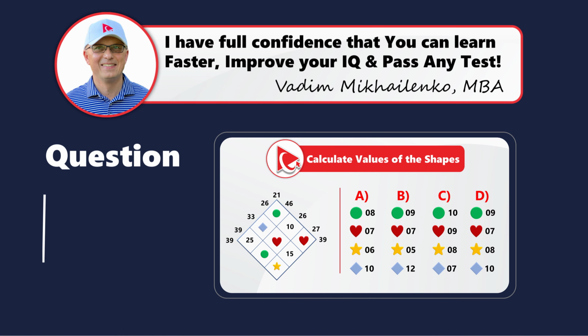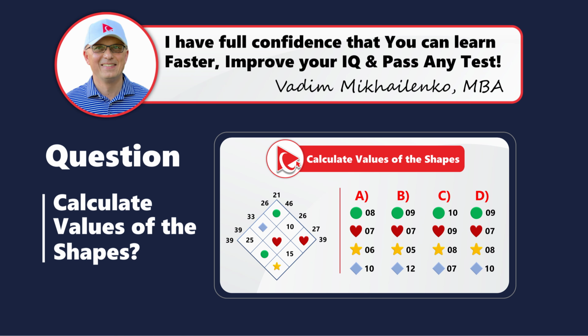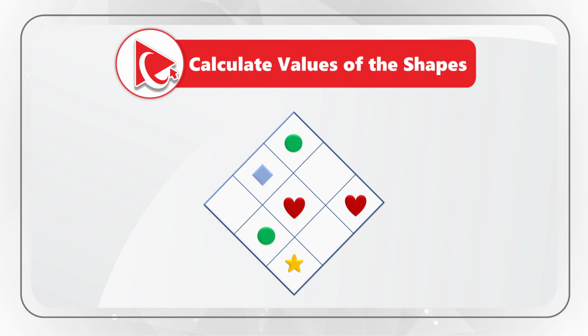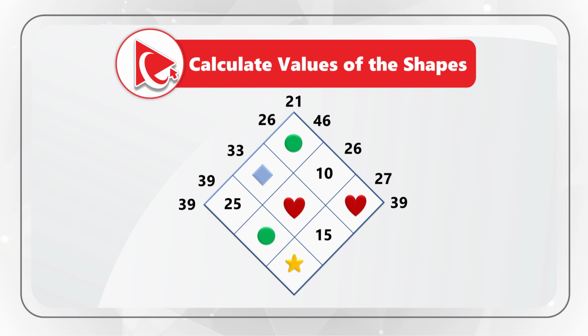And now I have a surprise question for you to practice your skills. You're presented with a 3x3 diamond that contains shapes inside as well as numbers. There are also numbers on the outside. Starting with 9 o'clock, the numbers are 39, 39, 33, 26, 21, 46, 26, 27, and 39.